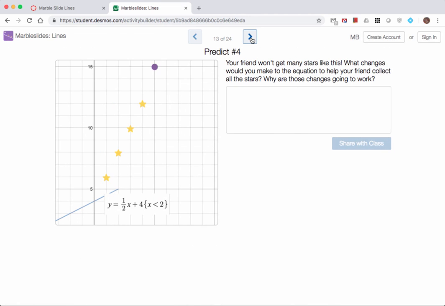All right, predict number 4. Your friend isn't going to get many stars like this. So what changes would you make to the equation to help your friend collect all the stars? Why are these changes going to work? Okay, so you need to tell them basically as if you were texting them. You're not using a lot of symbolic stuff here. So you're texting them how to help them out here.